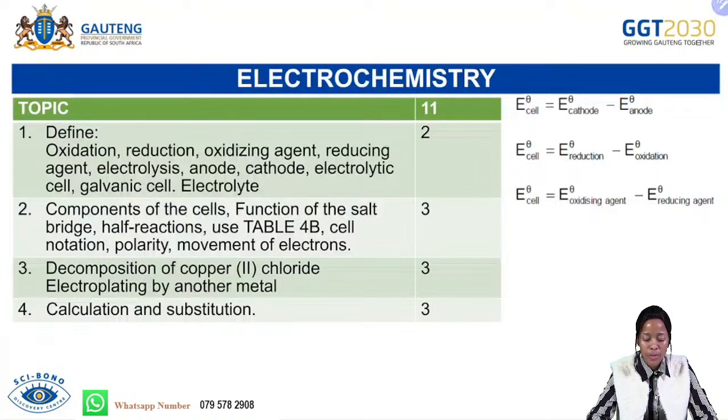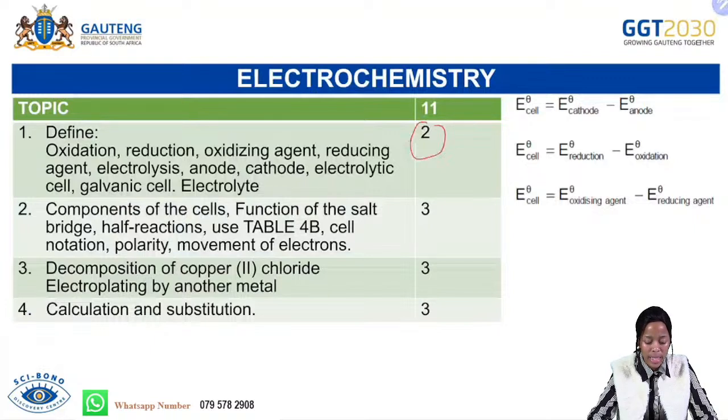From the definitions, how many marks are we expecting? Depending on how many definitions you are given, which can be a minimum of 1 or 2 definitions from either the galvanic cell or the electrolytic cell, each definition is about 2 marks. Again, when it comes to this chapter, you should know the components of the cells. You should know how to identify the components of the galvanic cell as well as the components of the electrolytic cell.